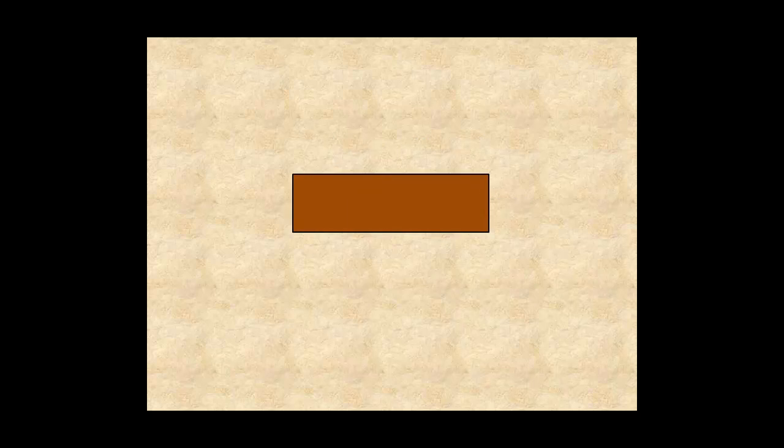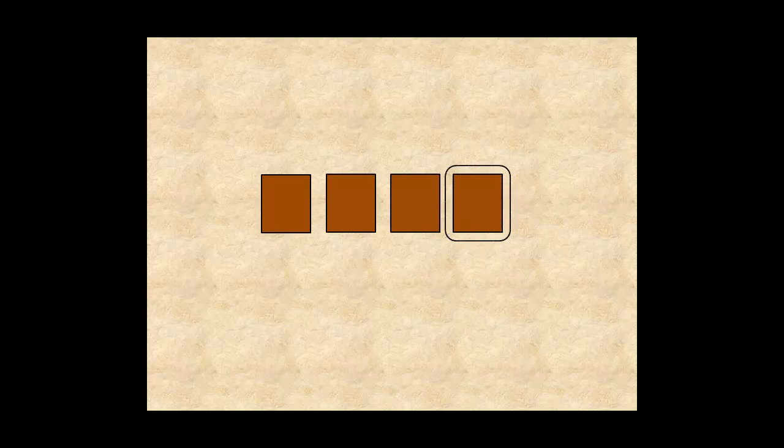For an example of parts of a whole, let's say this represents a candy bar. If you divide it into 4 equal parts, then one of the parts is represented by the fraction 1 over 4, which is pronounced 1/4. The numerator is the number of parts you're representing, 1. The denominator is the total number of parts of the whole, 4.